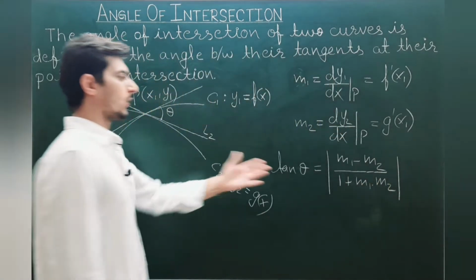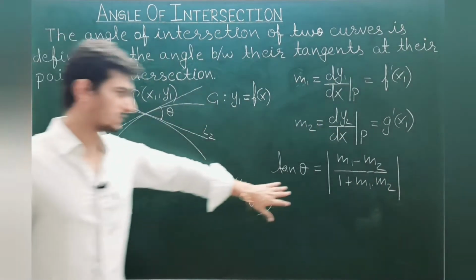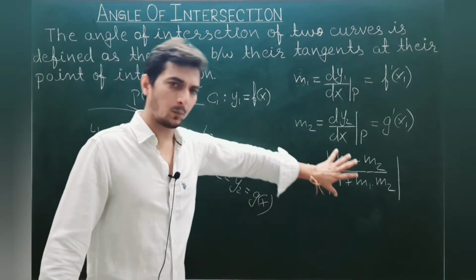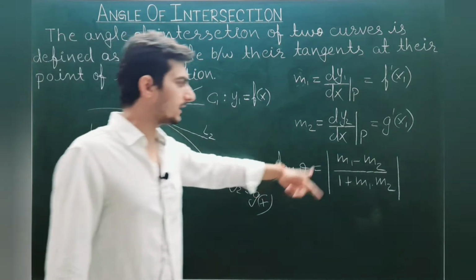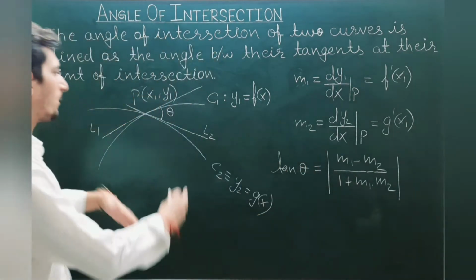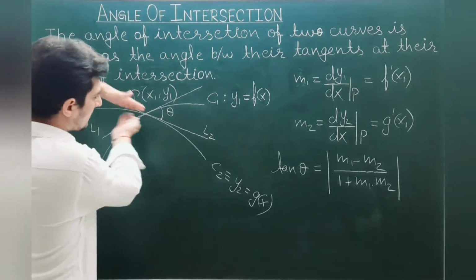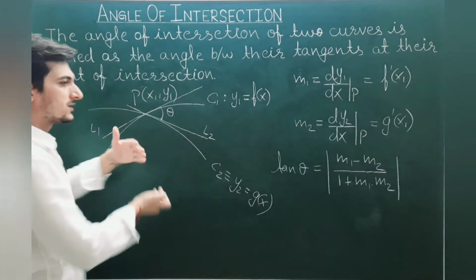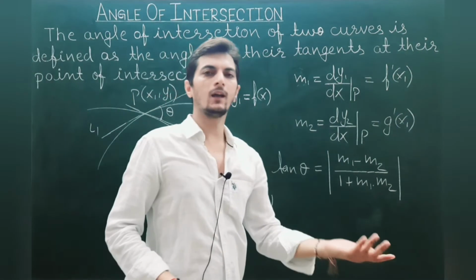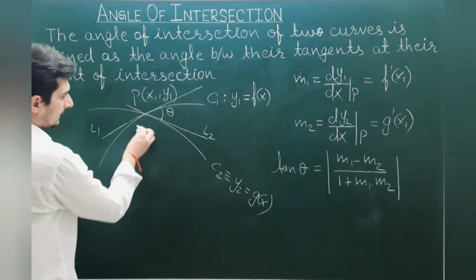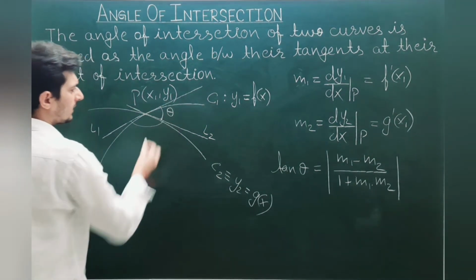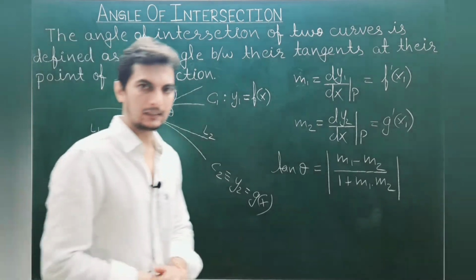Alright, what the modulus does for us is, if we take the positive value, we get the acute angle theta, and if we take the negative value, we get the obtuse angle. You know that if two lines intersect each other, there are two angles. One is the acute angle and the other one is the obtuse angle. Here you can see this is the acute angle and this one is the obtuse angle. That will be nothing but pi minus theta, right?